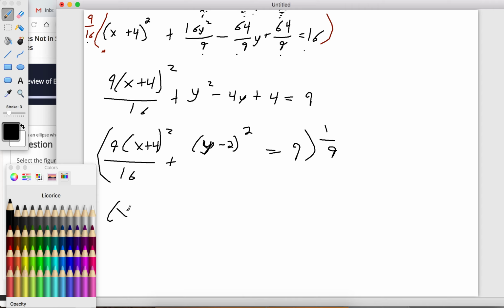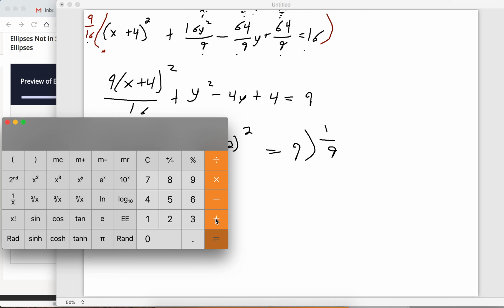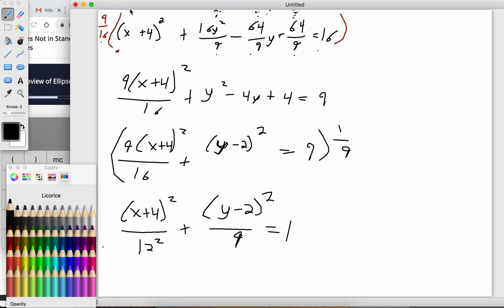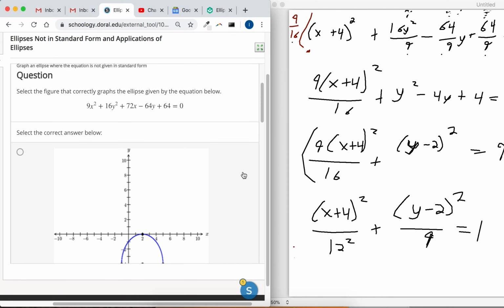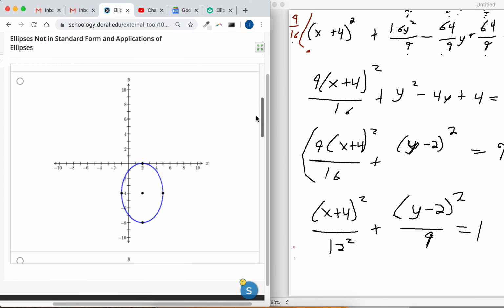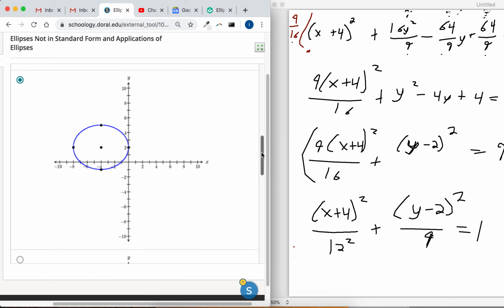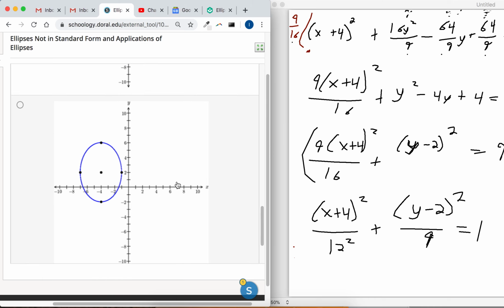So you get (x plus 4) squared over, unfortunately, 9 times 16. It's 144, so in other words, 12 squared. Then y minus 2 squared over 9 equals 1. There, we finally got it. That's the standard form of the equation of an ellipse. Let's see which one we've got to pick here. Let's look at the graph. It's centered at negative 4, comma 2. That could be a winner, and that's another winner.